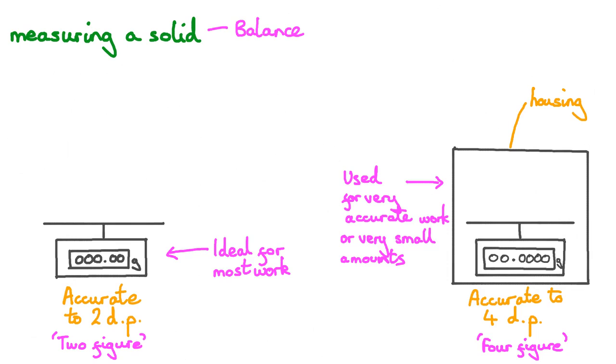This is because when making such accurate measurements of mass, any airflow over the top of the balance can upset the reading. So to combat this, we put a housing on the top. This is of course see-through, so you can still read the value on the balance display. Now let's look at how to use one of these balances correctly.